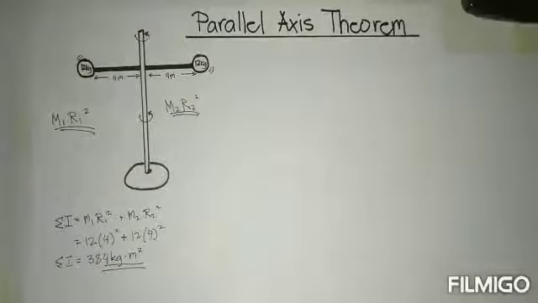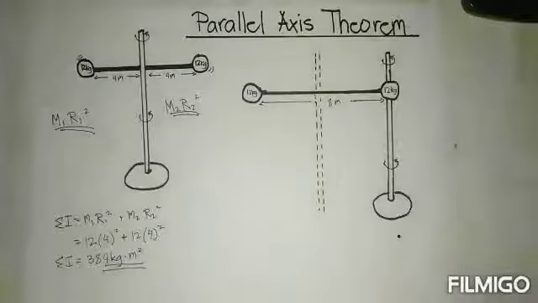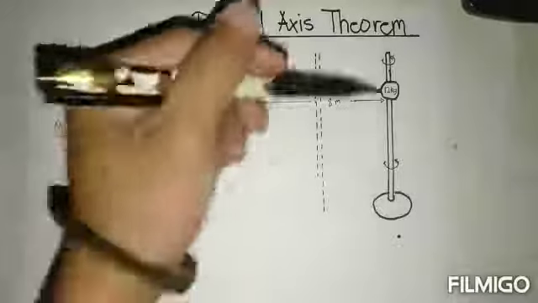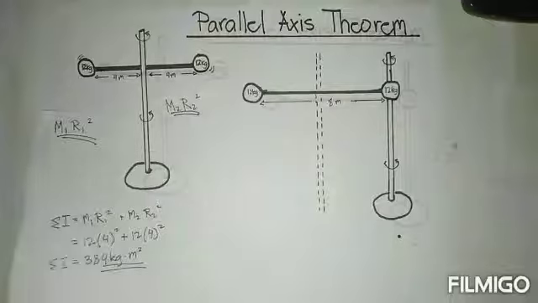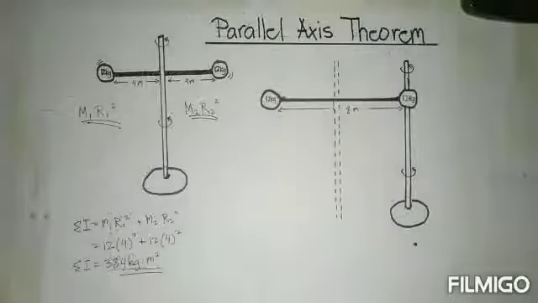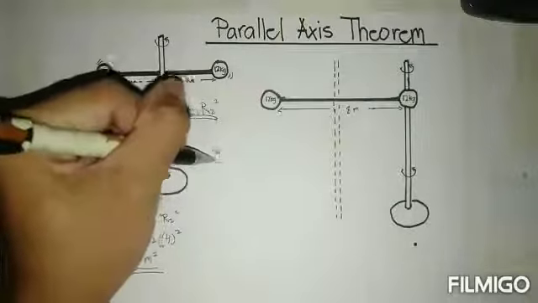Now if we move the axis of rotation to the center of the block on the right side, we move it 4 meters to the right. So now we identify the new inertia of the system that makes it parallel. So now let's find the new inertia.